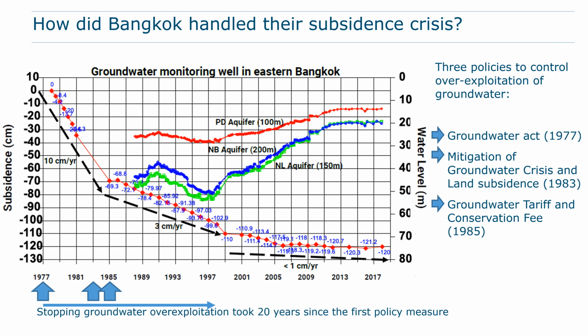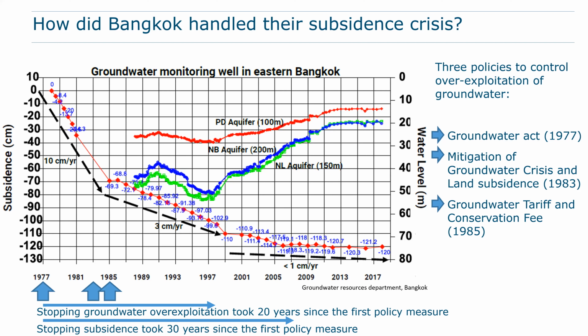And interestingly, when we look at this magnificent data running almost 50 years, we see that the stopping of groundwater overexploitation took 20 years since the first policy on groundwater protection. So there is quite a delay between the policy and the actual stopping of overexploitation here. And stopping of subsidence took 30 years since this first policy. So this gives a bit of an idea how much time we need to take into account if we want to stop this type of land subsidence.